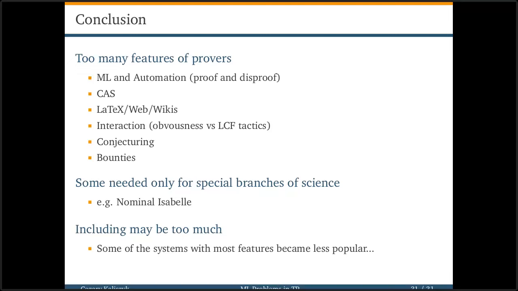HOL4 has also for a long time tried to include all possible packages into the standard development, but after a while it became too hard to update some of the features because many of the packages would break. So including too much may be dangerous, I don't know, but I hope we can figure out some best way, and maybe Lean is going to be the system that will have everything. Let's see. That's it, thank you.